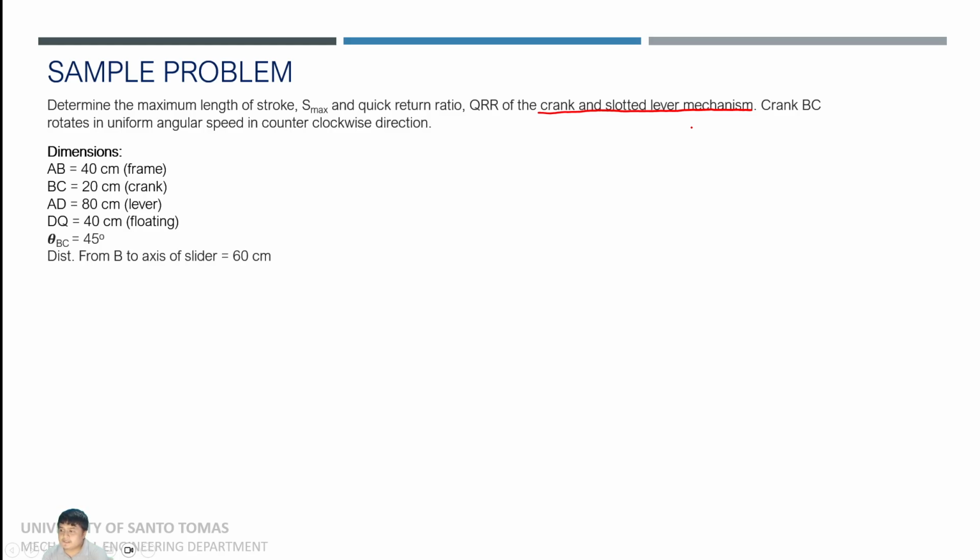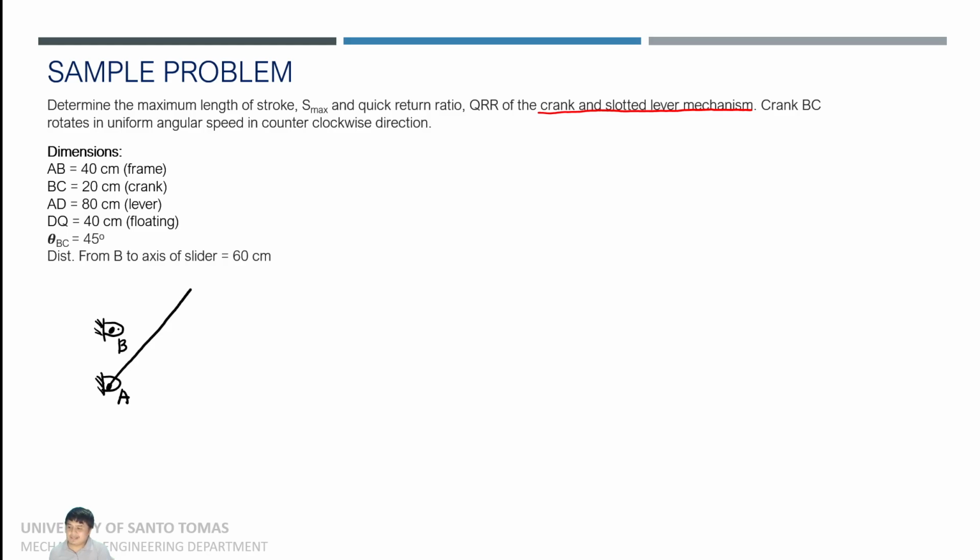So BC rotates with a uniform angular speed. How do we determine the length of stroke for this quick return mechanism? As you can imagine, what does a crank and slotted lever look like? You have B here, and then you have point A here. So these are the frames, no? Okay, so you have the frames here.